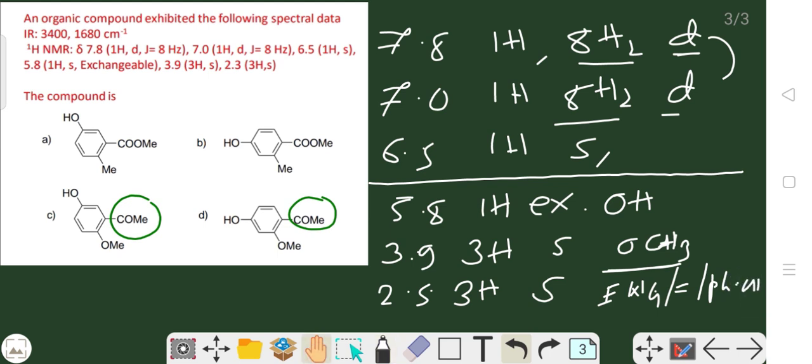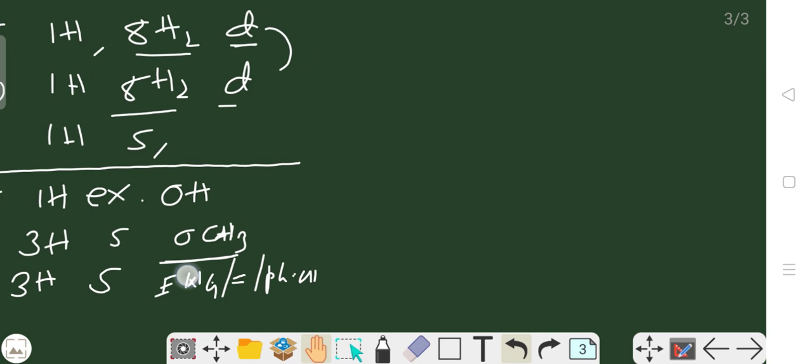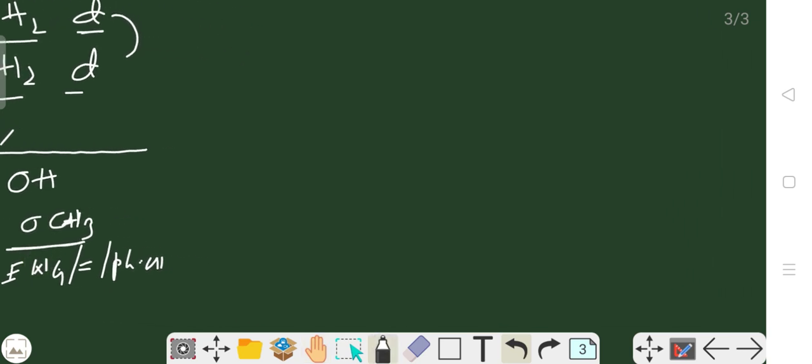So the first three are for the aromatic ring and the last three for the substituents. Now based on this we can predict the correct structure. First of all, I will explain how these two methyl groups appear. Now look at this one. So this is the OCH3 group.